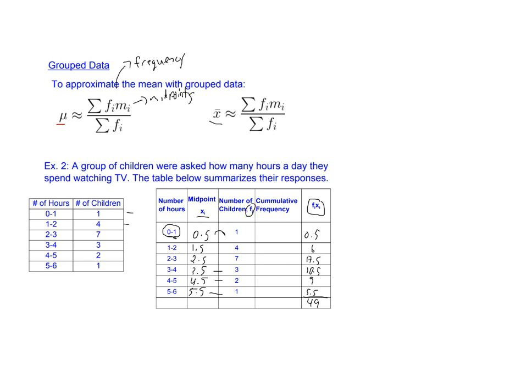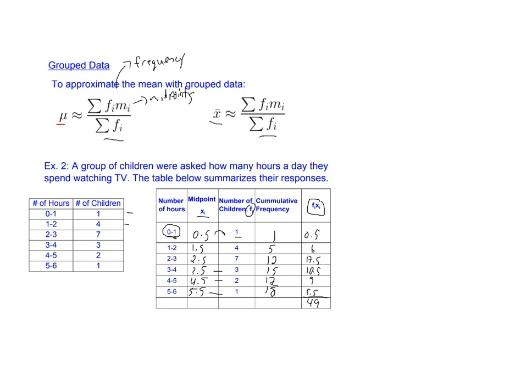Now the cumulative frequency is going to help us find the sum of the frequencies, so these values right here. What the cumulative frequency is, you just keep a tally going of the frequency. So the frequency here was 1. And then we had 4 more added to that, so 1 plus 4 gives us 5. And then we added 7 more to that, so that gives us 12. And we added 3 more, that gives us 15. We added 2 more, that gives us 17. And we added 1 more, that gives us 18.